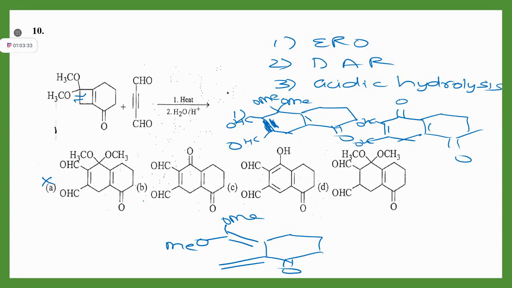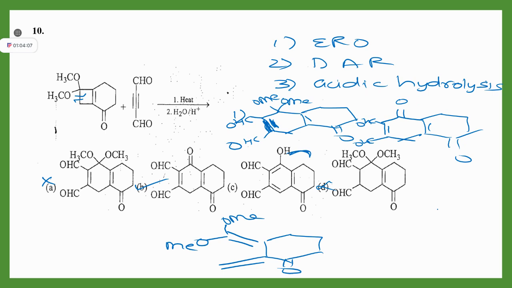In option number B, is everything right? Yes. Option number C, is it correct? OH group is there. See, they are showing aromaticity, enol, but from where is this proton abstracted? So this product is not possible, and option D can't be true. You all got why C can't be true.